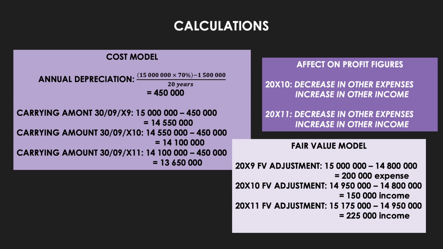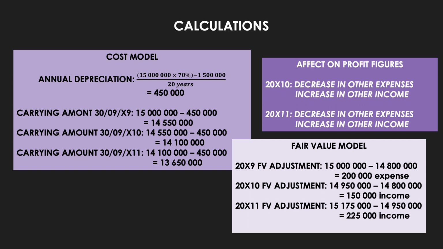In 2010, we would have also calculated a fair value adjustment, but now we compare the fair value on the 30th of September 2010, which is 14,950,000, and we deduct from that the fair value from the 30th of September 2009 of 14,800,000 Rand. Why the 14,800,000 Rand and not the 15 million? Well, in our books, the investment property is sitting at a carrying amount of 14,800,000 because we took away 200,000 Rand when we wrote off the fair value adjustment. That then gives me 150,000 Rand as a fair value adjustment.